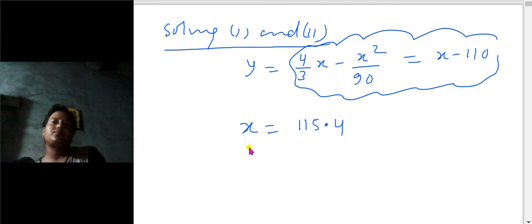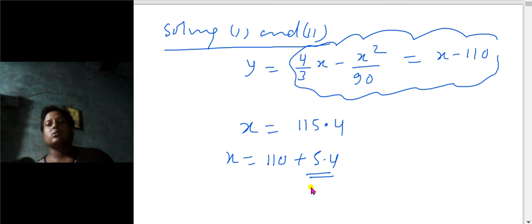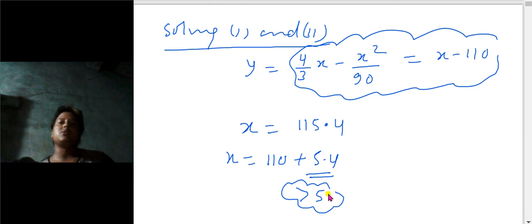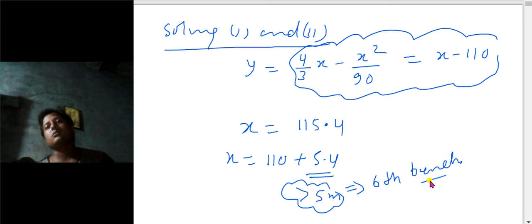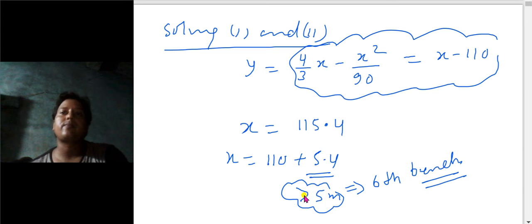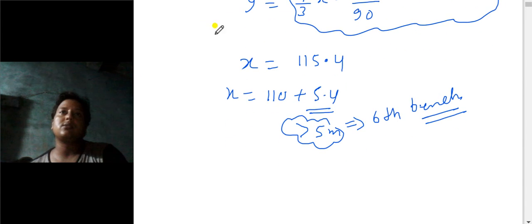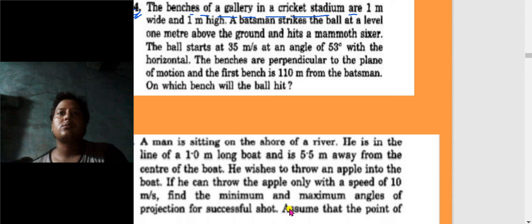So x equals 110 plus 5.4, means just greater than 5 meter, just greater than 5 meter implies sixth bench. So ball will strike the sixth bench. On which bench will the ball hit? Ball will hit on the sixth bench.